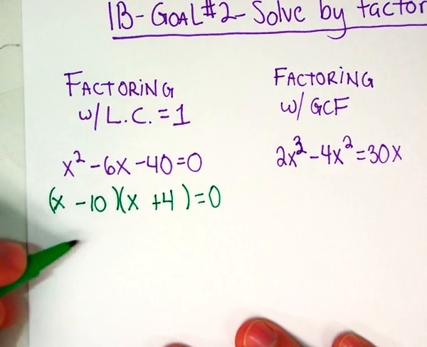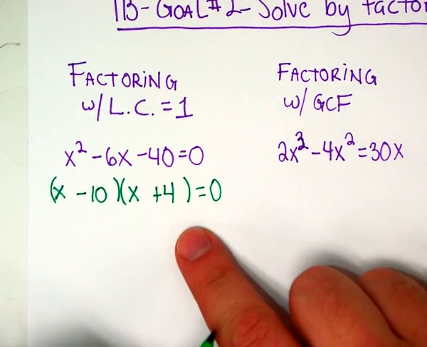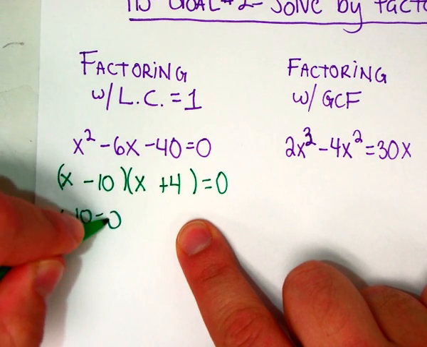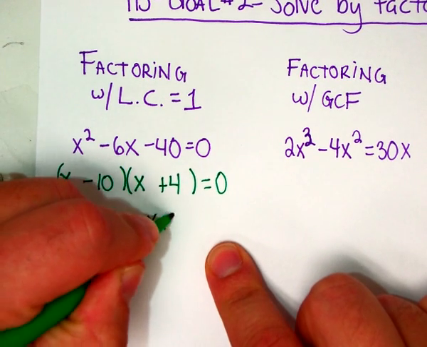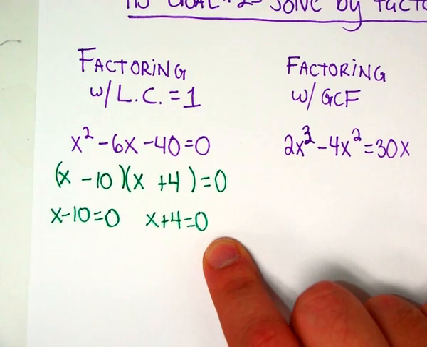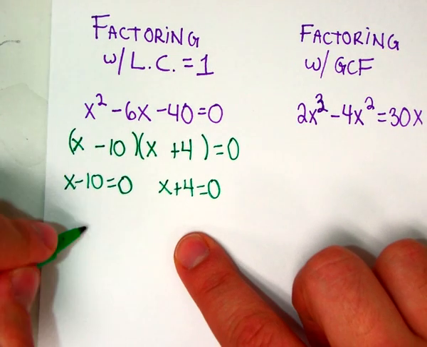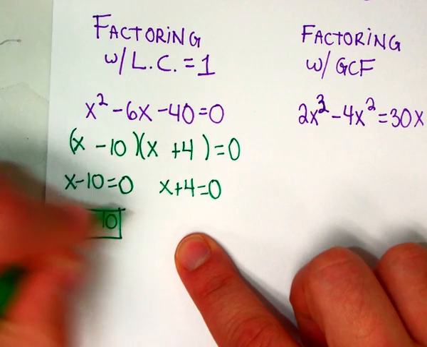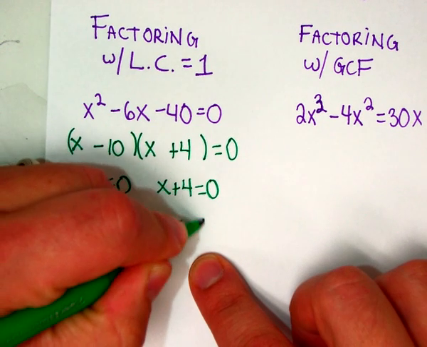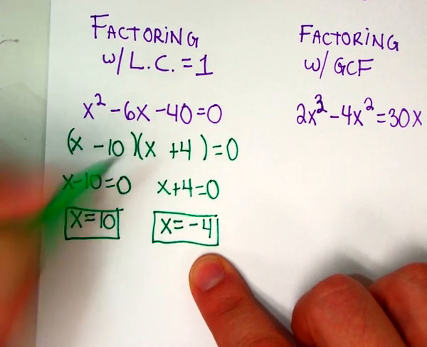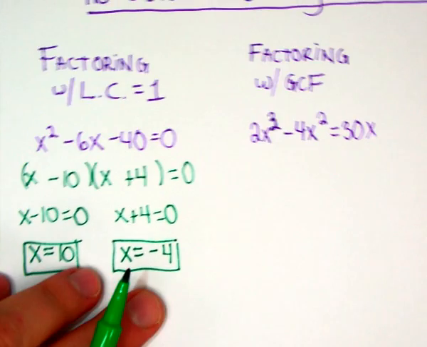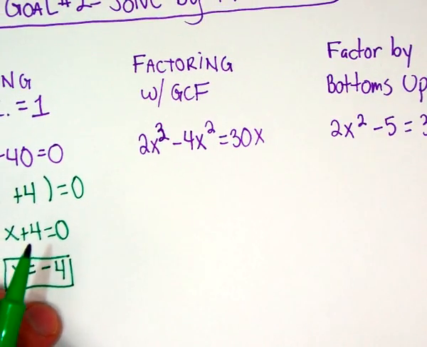Once we've got that, we're going to set these equal to 0. That's using the zero product rule. So we take x minus 10 and set it equal to 0, and we're going to take x plus 4 and set it equal to 0. And then we just do a little solving for each one of them. So the first one is that x is equal to 10, and the second one is x equals negative 4 if we subtract 4 from both sides. Short, sweet, simple.